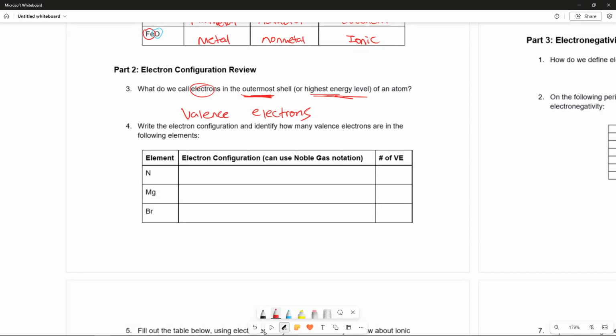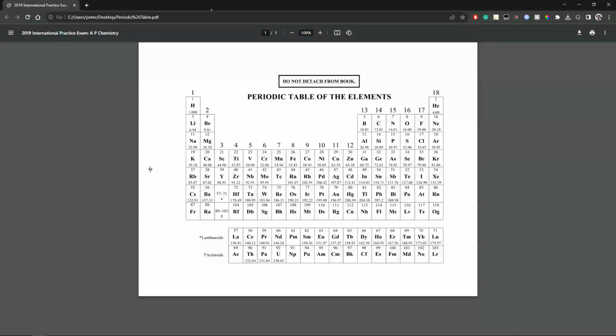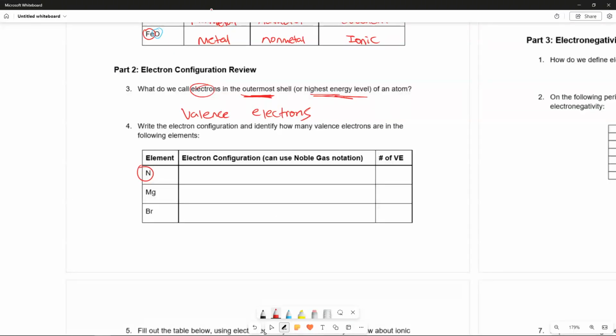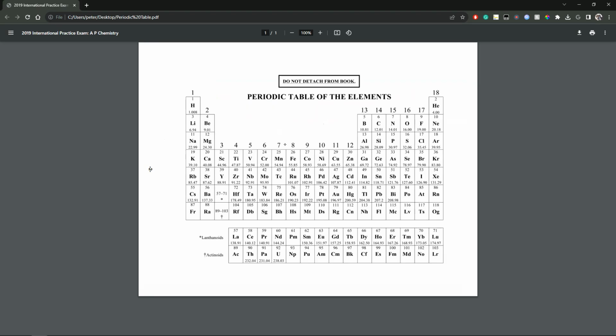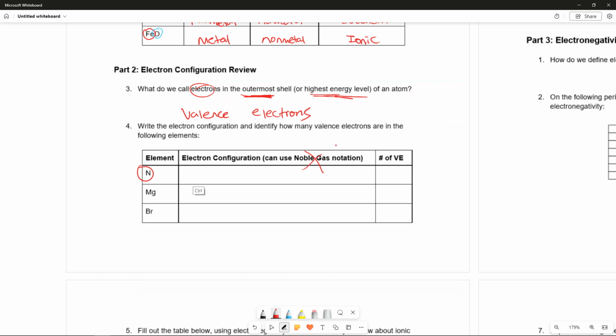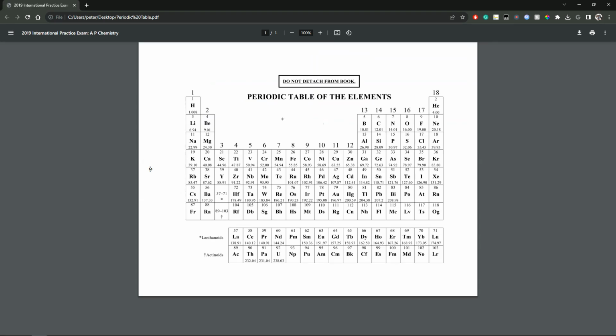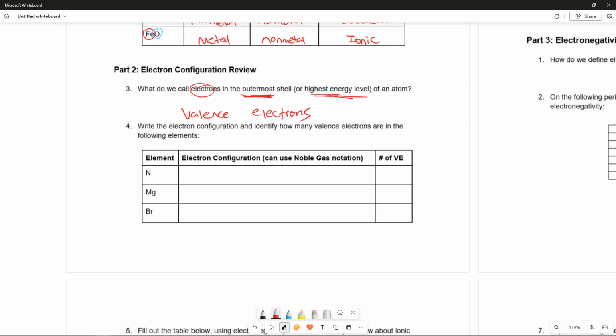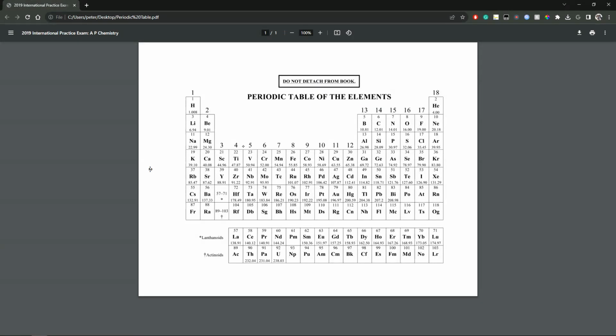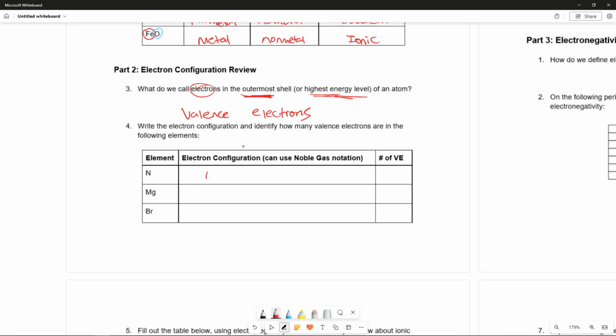Let's take a look. The first element is nitrogen. If we look at our periodic table, you can see that nitrogen is element 7. And so we start with electron configuration. Let's try it without using noble gas, the regular method, for nitrogen, since it's element number 7. Starting on hydrogen, 1s1, then helium, so we're going to write 1s2.